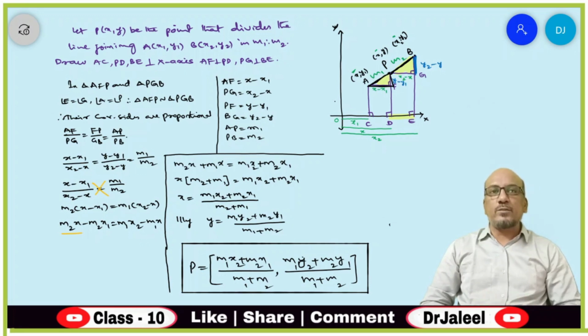Children, hope you have understood this. There is one complete exercise based on this formula, and many times it is asked in annual examinations of CBSE and state boards.